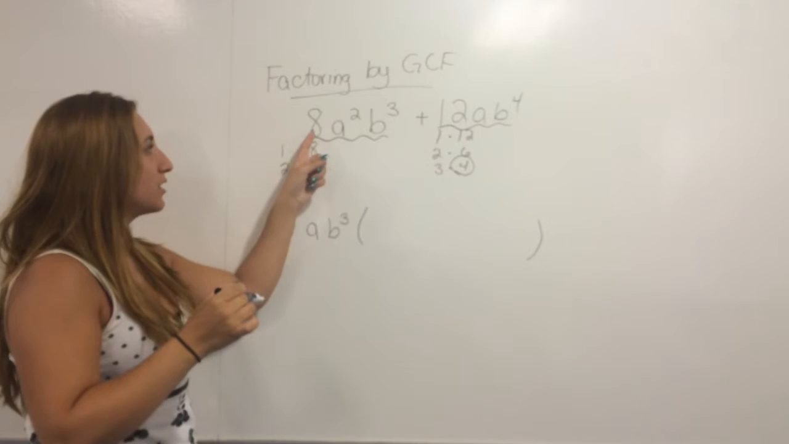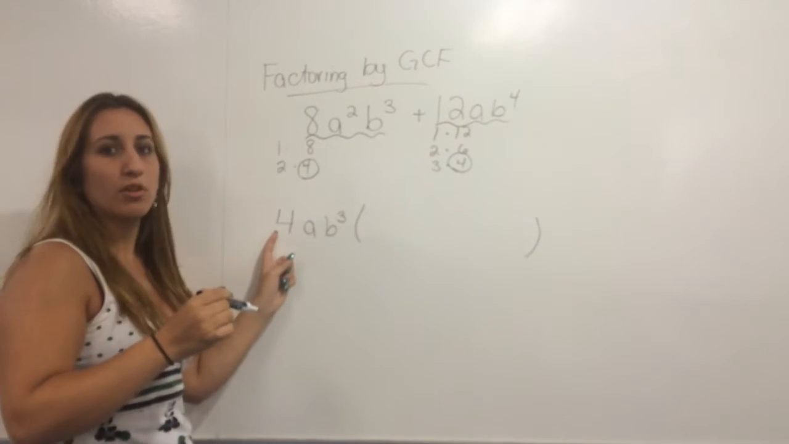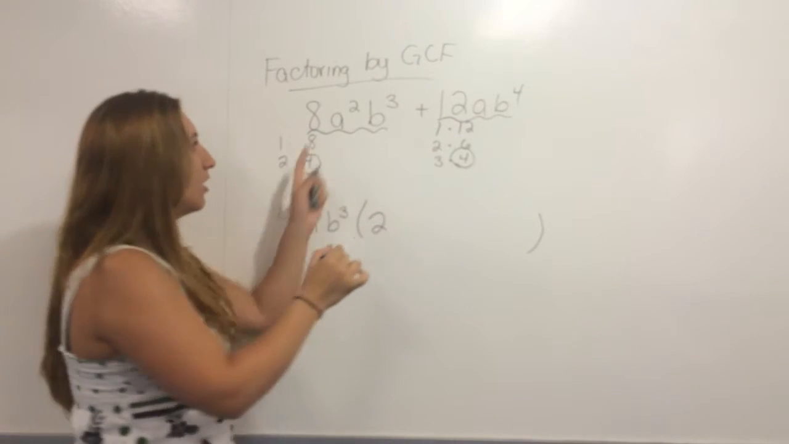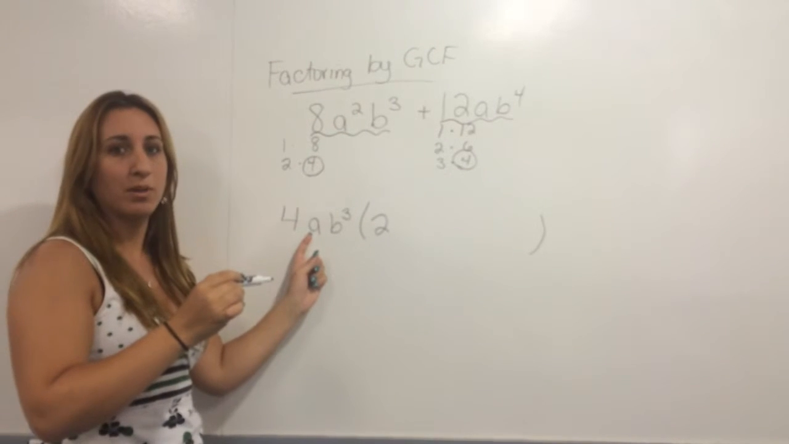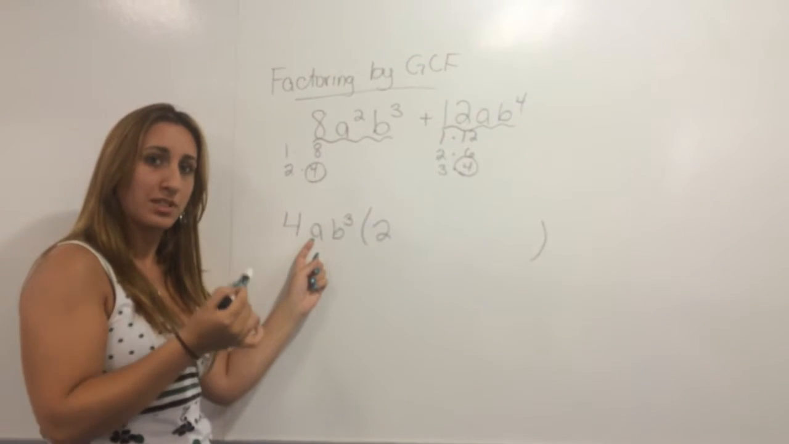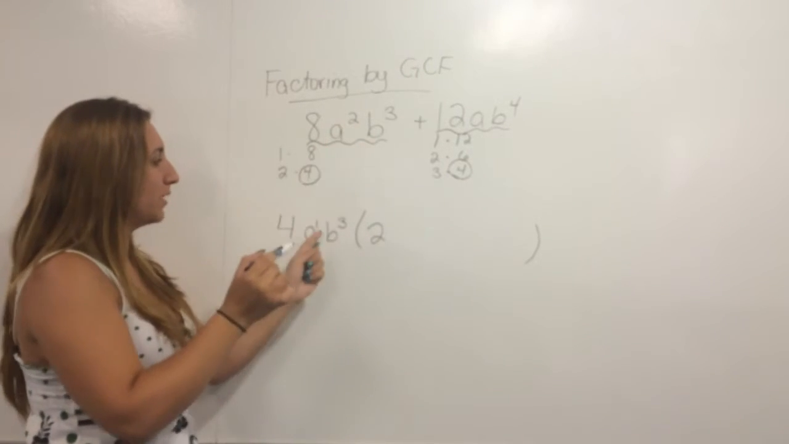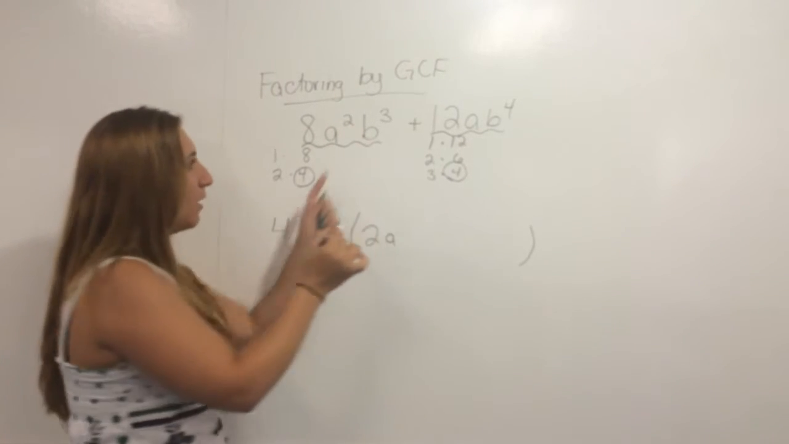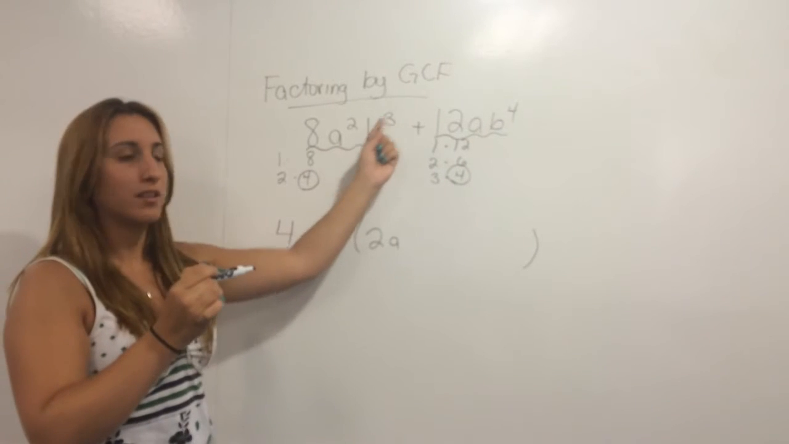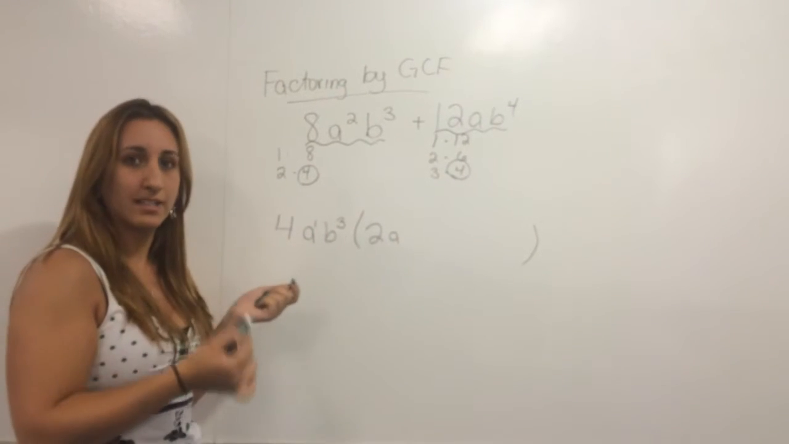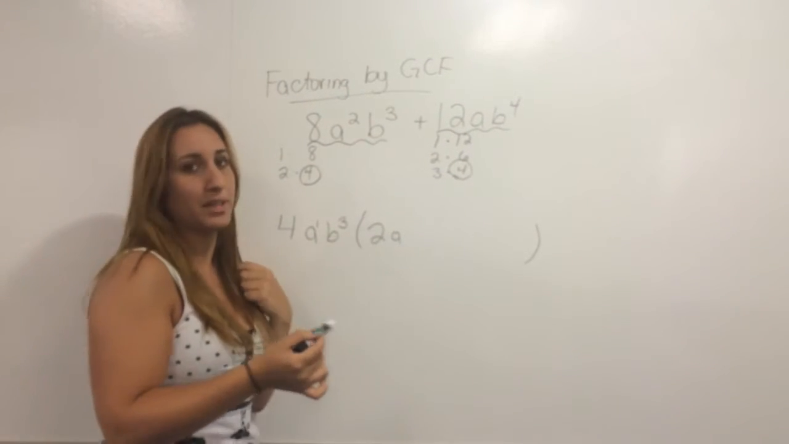GCF. So when I do 8 divided by 4, I'm left with a 2. When I have a squared divided by a, what I'm going to do is I'm going to subtract our exponents if we remember our division rules. So 2, there's an invisible 1 here, so 2 minus 1 is 1. And we're going to look at our b terms. B to the third divided by b to the third. Well, anything divided by itself is 1, so we don't need that placeholder.